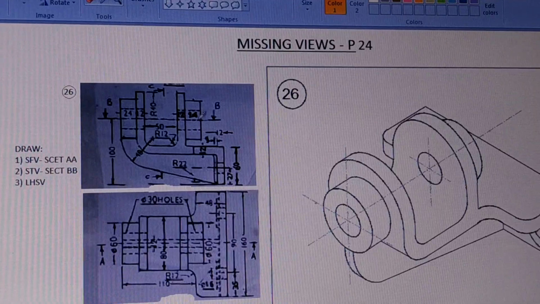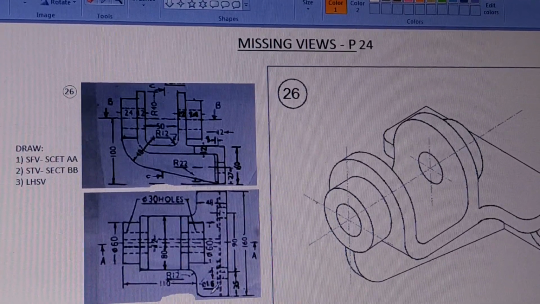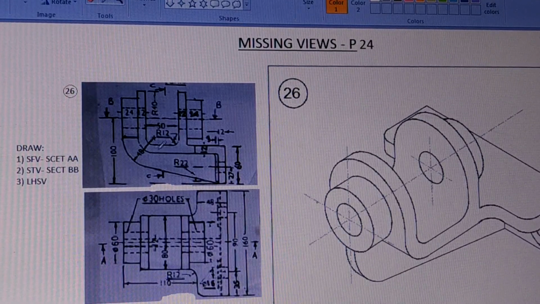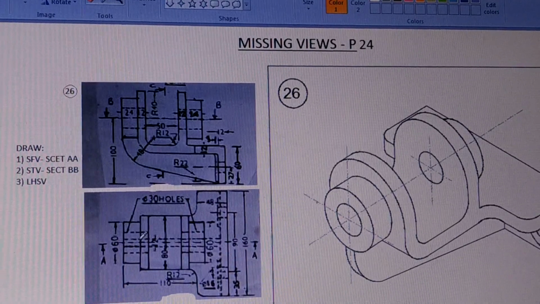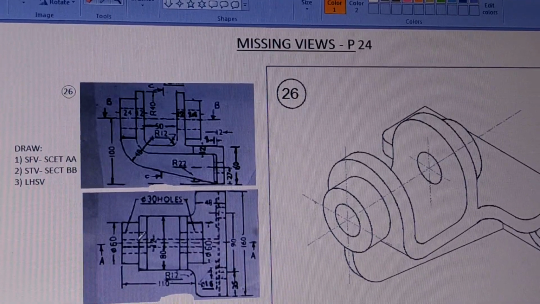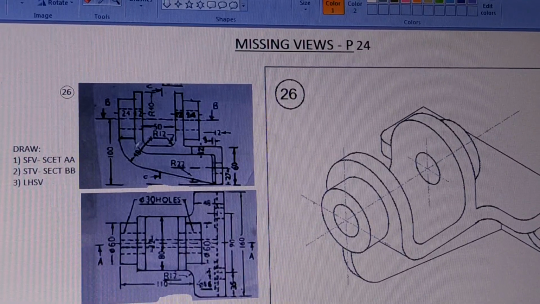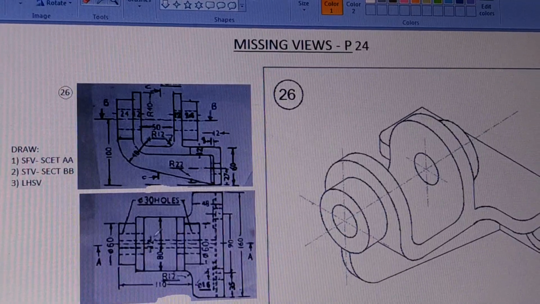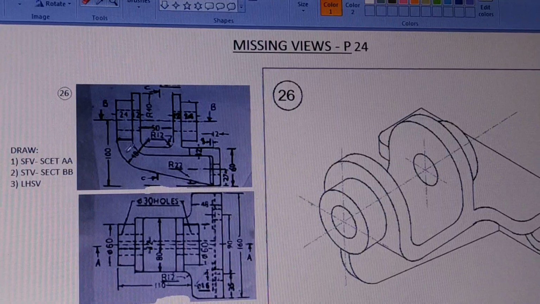So there is one small cutout from the exercise book which is showing you problem number 26. As you see here, the upper drawing is the front view, and the lower drawing is the top view. Now as we have discussed earlier, we have to imagine the object by studying the given two views. In this case the front view is here, the top view is here. As we have seen last time, we have to concentrate on it part by part.